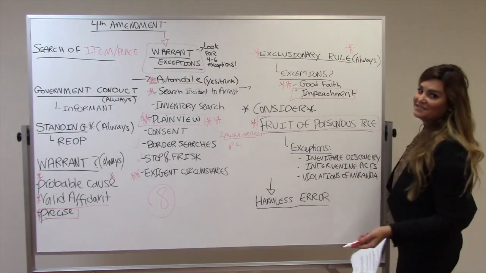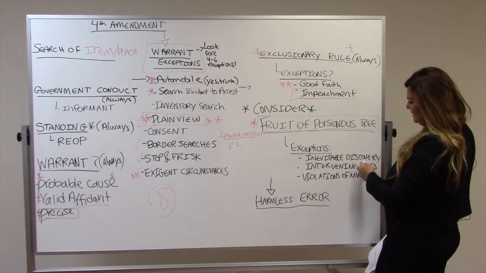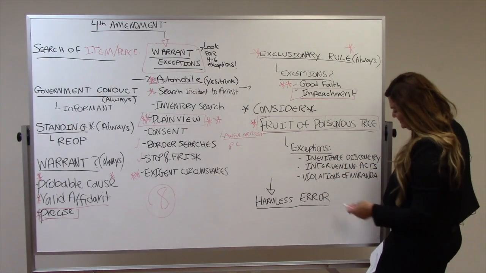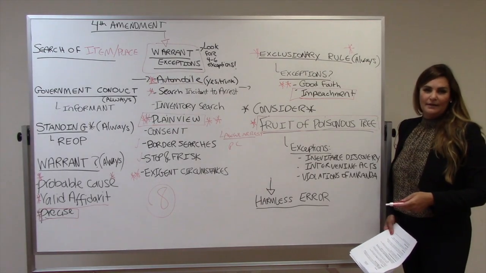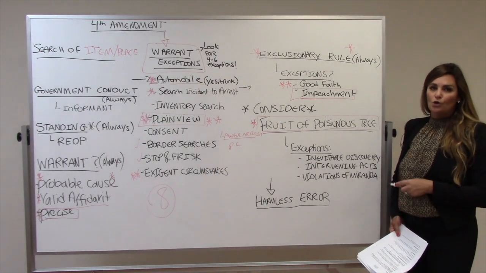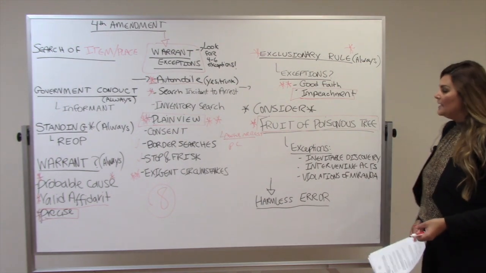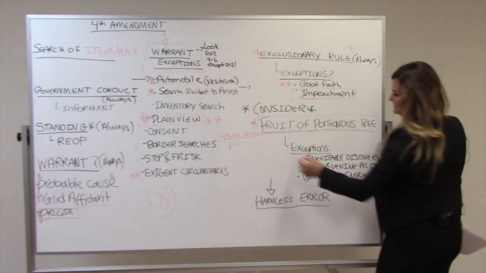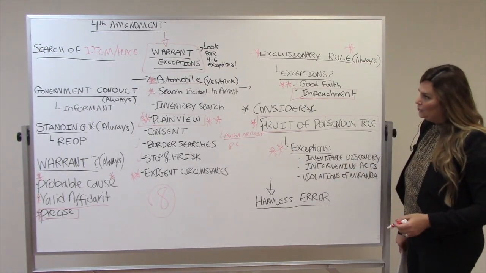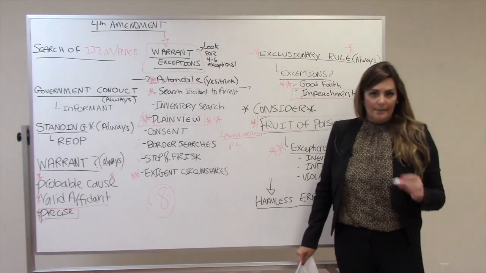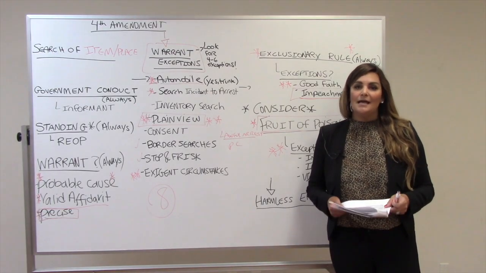Now, there are exceptions, again, just like we have exceptions to the exclusionary rule: inevitable discovery, intervening acts, and violations of Miranda. There are, again, more elaborate exceptions under your long outline. You can take a look at that and make sure that you know them for clarity. And if they come up, do not miss the exceptions to the fruit of the poisonous tree doctrine if it is at issue.